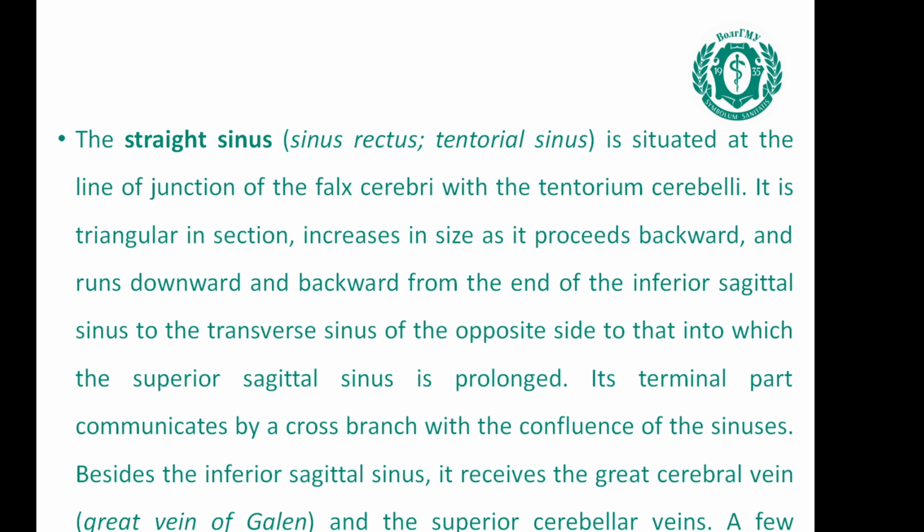The straight sinus, sinus rectus, or tentorial sinus, is situated at the line of junction of the falx cerebri with the tentorium cerebelli. It is triangular in section, increases in size as it proceeds backward, and runs downward and backward from the end of the inferior sagittal sinus to the transverse sinus of the opposite side to that into which the superior sagittal sinus is prolonged. Its terminal part communicates by a cross branch with the confluence of sinuses. Besides the inferior sagittal sinus, it receives the great cerebral vein, the great vein of Galen, and the superior cerebellar veins. A few transverse bands cross its interior.